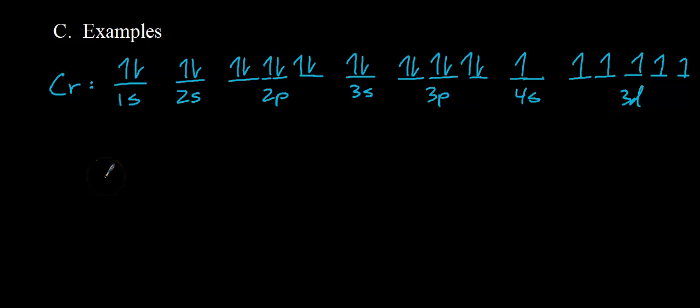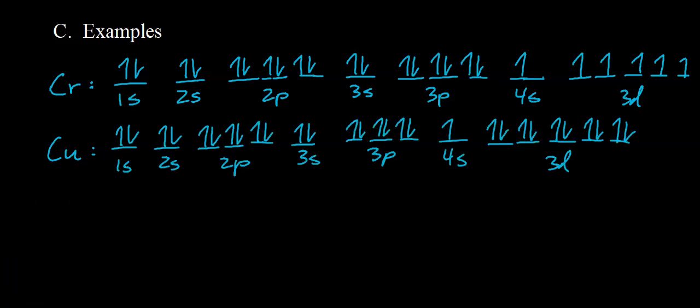All right, let's see if you can predict what copper's orbital diagram looks like. It's similar to chromium's, but copper has a lot more electrons. So go ahead and pause the video and draw the orbital diagram for copper.